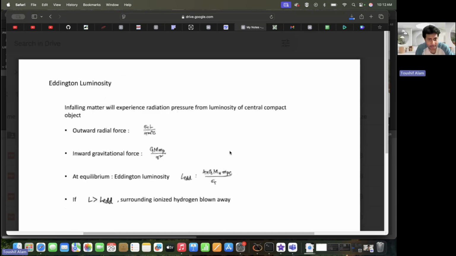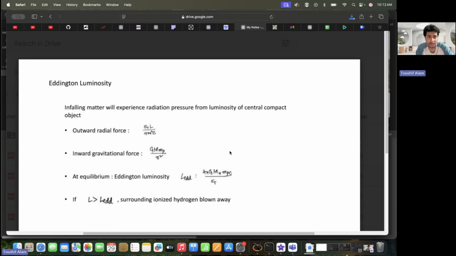The outward radial force is sigma T L by 4 pi r square, the inward gravitational force is G M m_p by r square. At equilibrium, the Eddington luminosity L_E is 4 pi G M m_p c by sigma T. If L is greater than L_E, the surrounding ionized hydrogen is blown away.